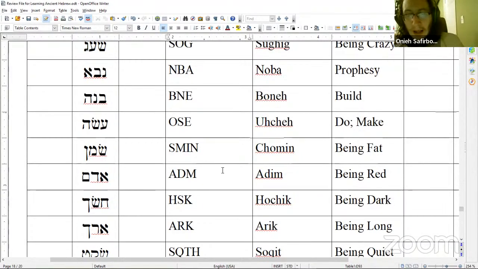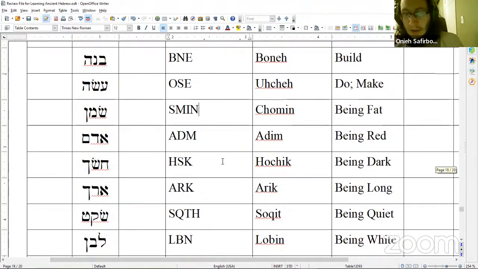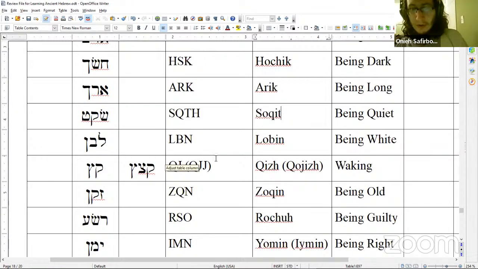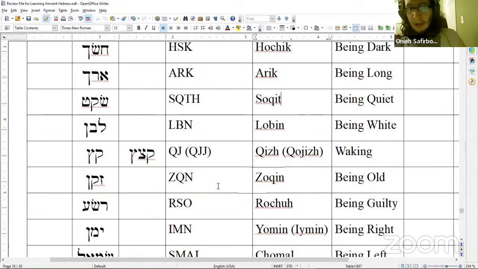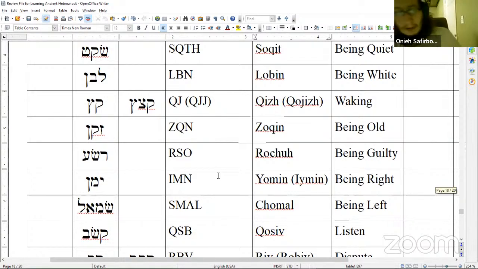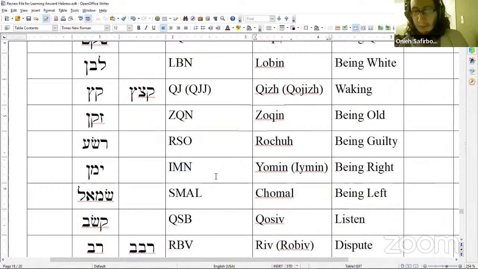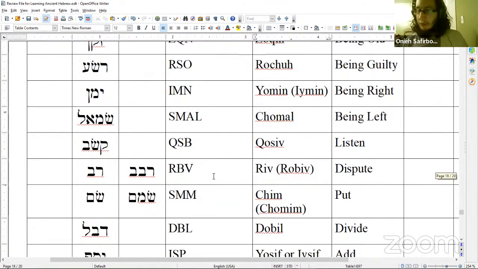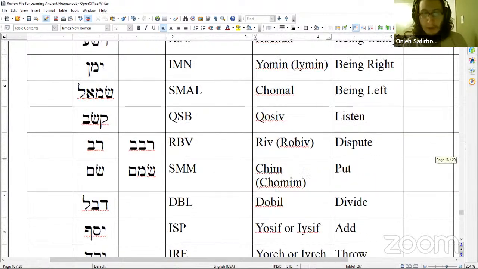Chamin, being fat. Adim, being red. Hachik, being dark. Arik, being long. Sakith, or Sakit, being quiet. Labin, being white. Kij, originally Kajish, waking. Zakin, being old. Racha, being guilty. Yamin or Iman is being right. Chama, being left. Kosiv, listen. Riv, originally Rabiv, dispute. Chim, originally Chalmim, put.